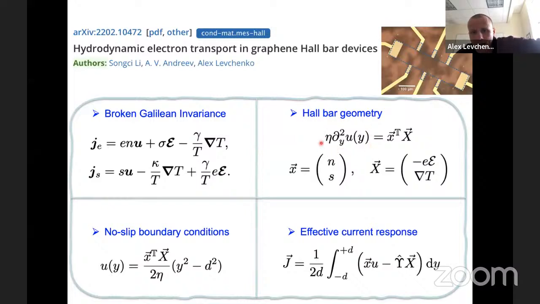We'll have a shear viscosity times the gradients of u. So I consider a flow in the x direction. So there is only an x component of the hydrodynamic velocity, which depends only on the y coordinate in this coordinate system, so across the channel.